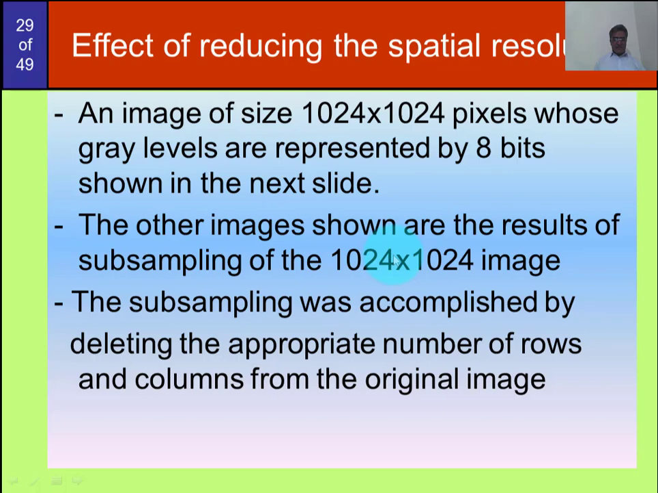In the next slides, we will show some reduced images in which we reduce the number of rows and columns. We are sampling the image again and again, and the number of rows and columns are reducing more and more. The subsampling was accomplished by deleting the appropriate number of rows and columns from the original image. This is actually the concept of sampling. That is, we delete some number of rows and some number of columns from the original image, and the reduced image is called the sample image.